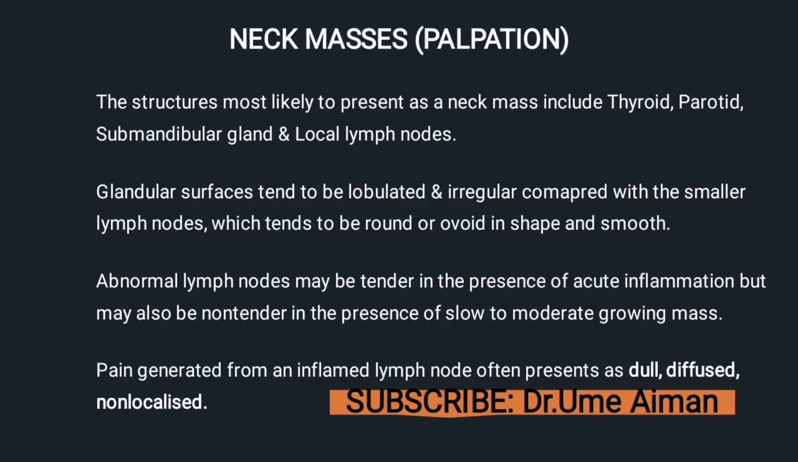The neck masses that you can identify by palpation can include thyroid, parotid, submandibular gland, and local lymph nodes. Glandular surfaces tend to be lobulated and irregular compared with the smaller lymph nodes. Abnormal lymph nodes may be tender. They can be painful when they get touched. Pain generated from an inflamed lymph node often presents as dull, diffused, non-localized.